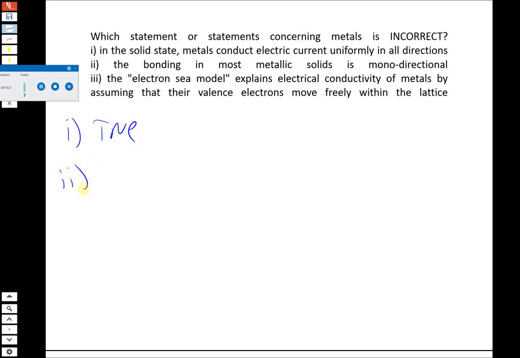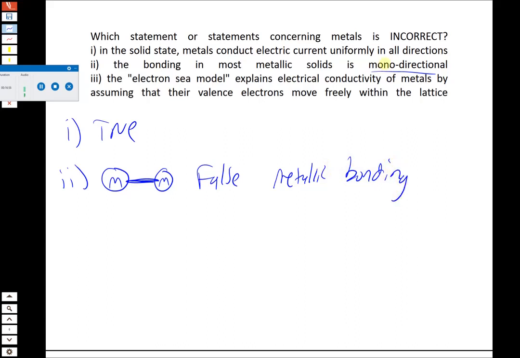For choice 2, the bonding in most metallic solids is monodirectional. So monodirectional would mean that in a metallic solid you have two metal atoms next to each other, or maybe some group of them, and you have bonds that go in between the two. And this is not true at all. So remember we said that bonding in metallic solids is three-dimensional, so this one's going to be false. So as we said, metallic bonding is in three dimensions, not monodirectional. Monodirectional means in a single direction, but in reality it's three-dimensional metallic bonding.